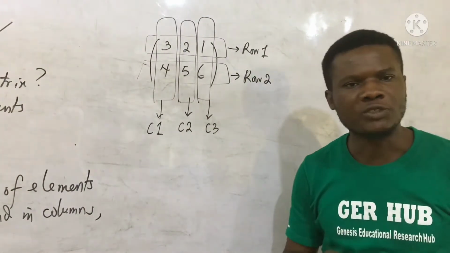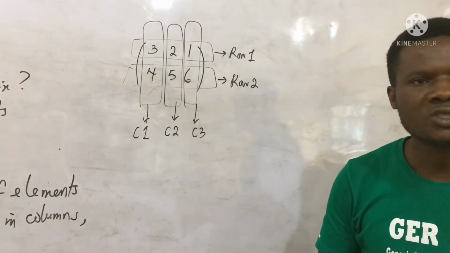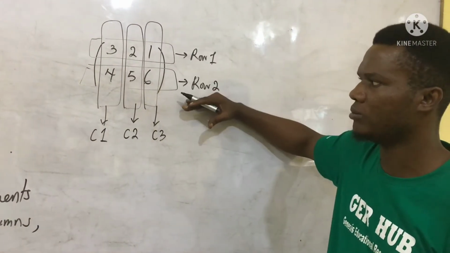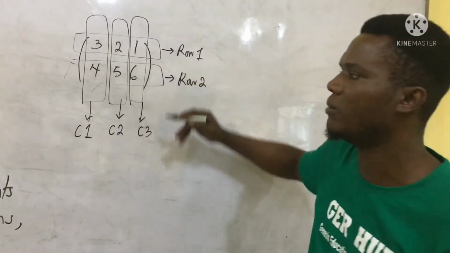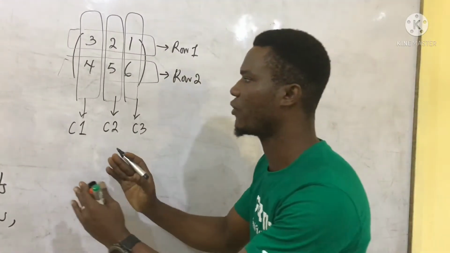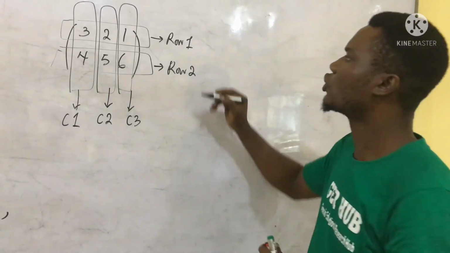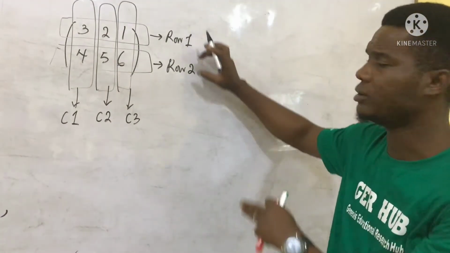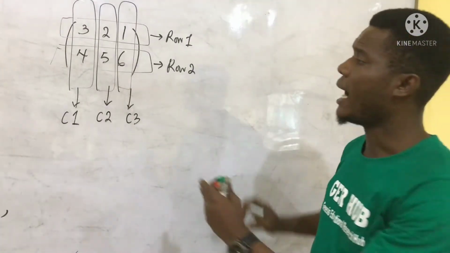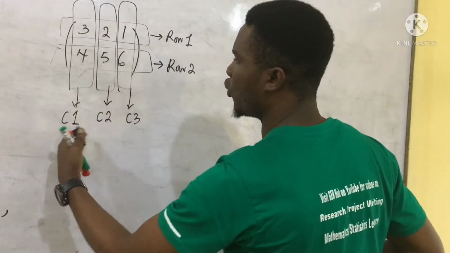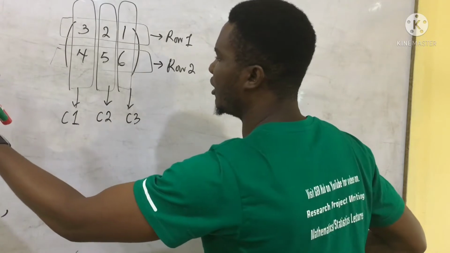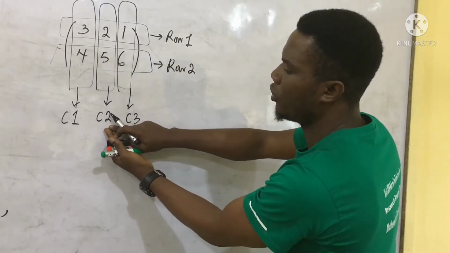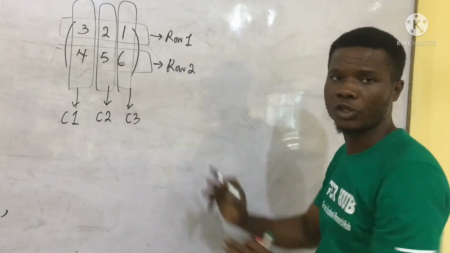So in matrices, we have rows and we have columns. Rows begin from top to bottom, the horizontals from top to bottom, while columns progress from left to right. So if this is the first row, it will be defined as row 1. This will be called row 2. And in this matrix, this will be called column 1 because it is the one we begin with to the left, this we shall call column 2, and this we shall call column 3.